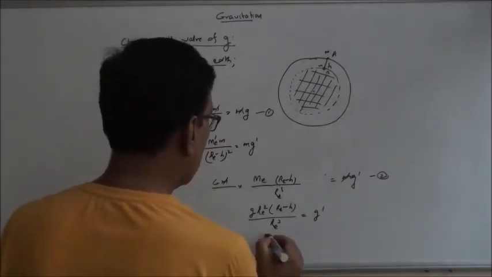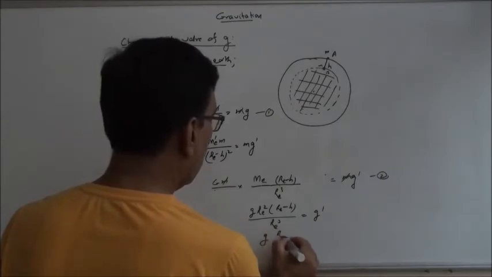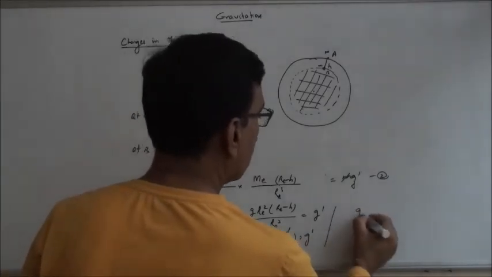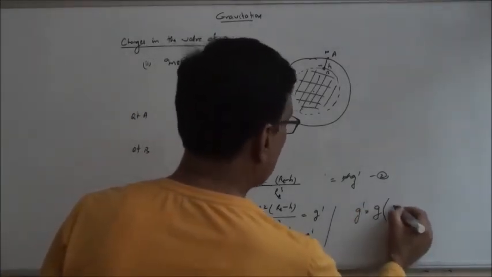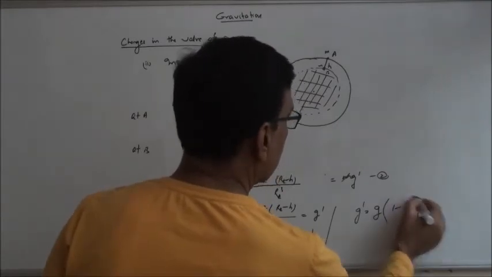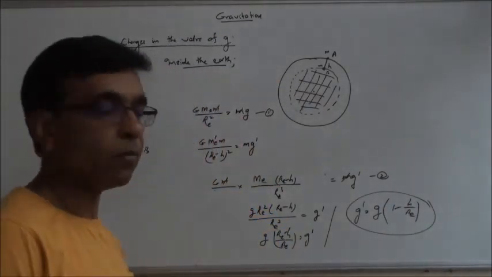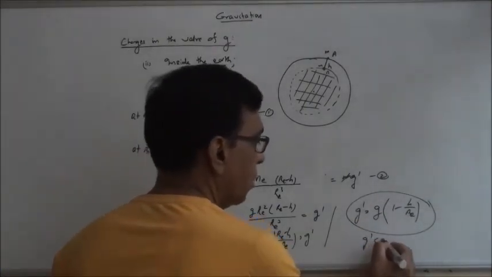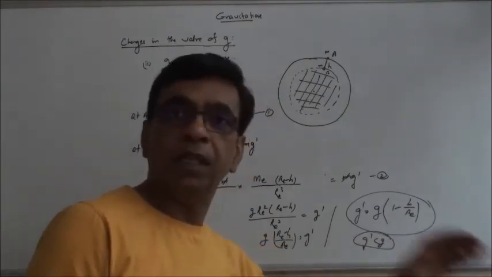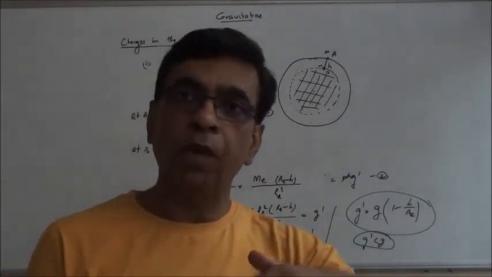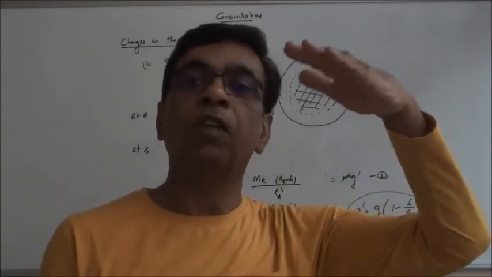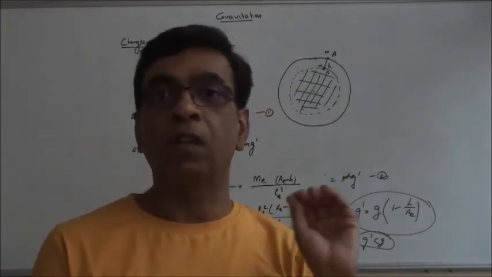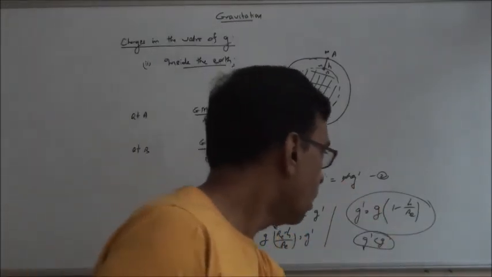So we have g (Re minus h) upon Re is equal to g dash, or g (1 minus h upon Re). So again, this is a positive number, so g dash is less than g. So it means the value of g decreases when we move above the earth's surface or when we move inside the earth's surface. In both the cases, the value of g will be less than whatever it is on earth's surface.